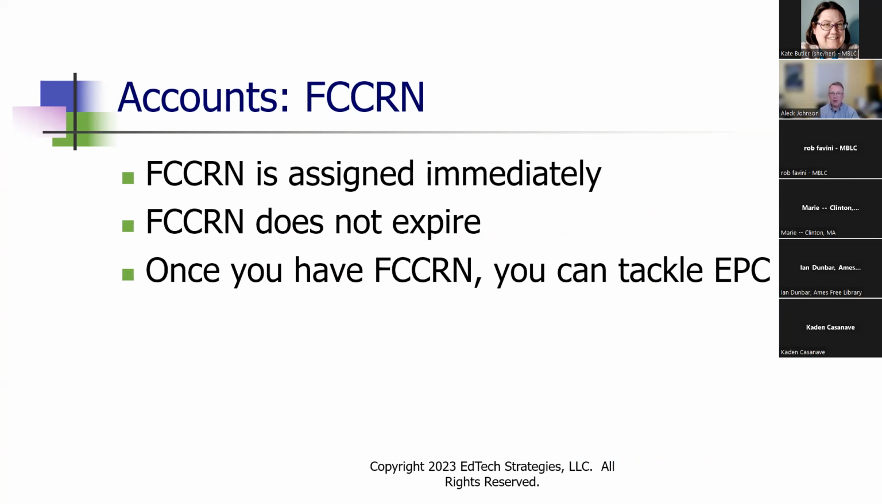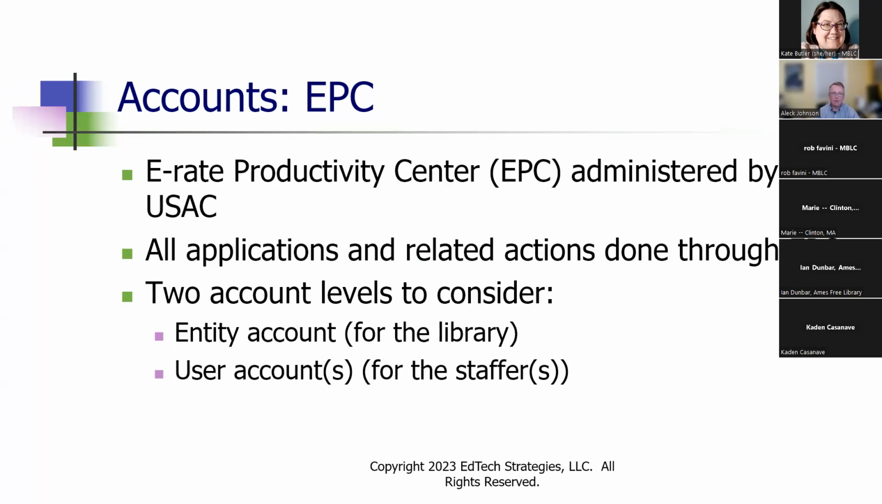The most important thing is that once you have your FCC registration number, you can go ahead and tackle the next step in this process, which is getting registered in the portal that USAC uses for the applications. That portal is called EPC, or the E-Rate Productivity Center. EPC was set up specifically for the purpose of doing E-Rate applications, and we will spend a lot of time in EPC over the coming trainings as we work through all the different steps in the application process, because within a week, they should have consolidated almost all of those processes into the EPC portal.